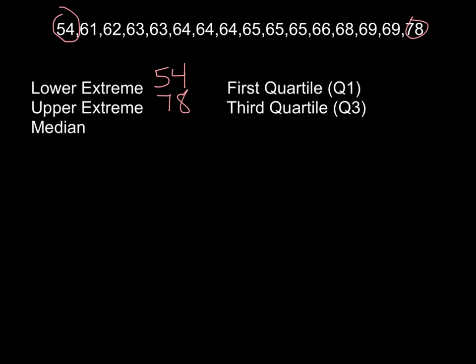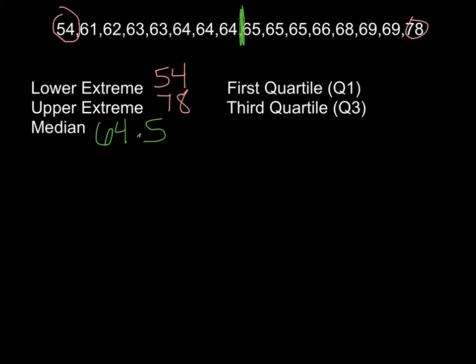So let's count over. 1, 2, 3, 4, 5, 6, 7, 8. Our median is going to be in between the 64 and the 65 right in here. That's going to be 64.5. That is our median.